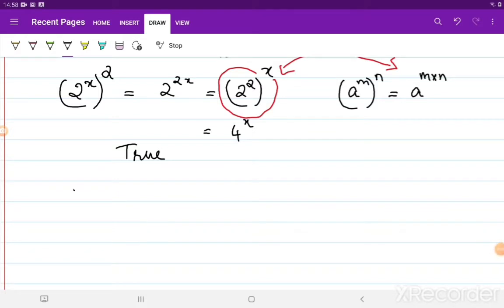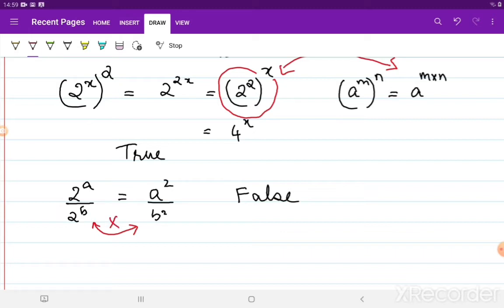Another question that people got was 2 to the power a by 2 to the power b. Is it equal to a square by b square? Is it true? No, it is not. It is false, because there is no way you can transfer from here to here. This is not possible. Maximum what you can do is write this as 2 to the power a minus b. You can write this as a by b to the power 2, but no matter what transformation you do, this will never be equal to each other. So that is false.